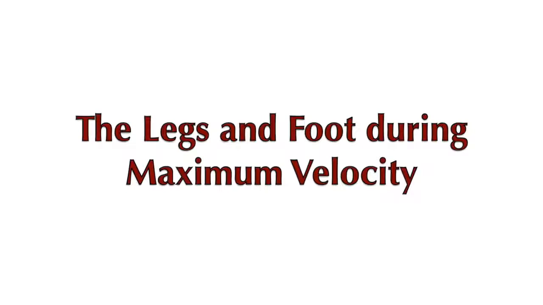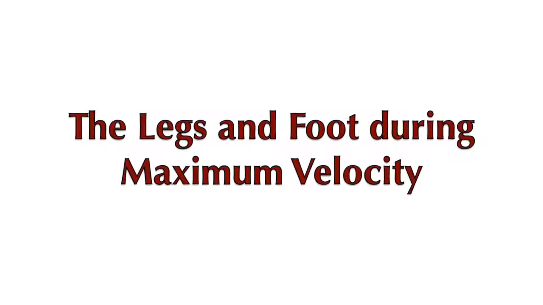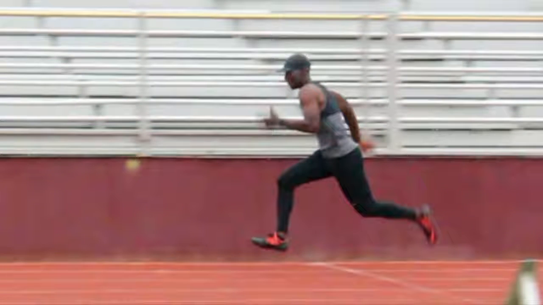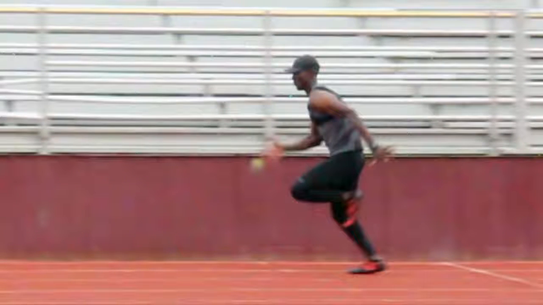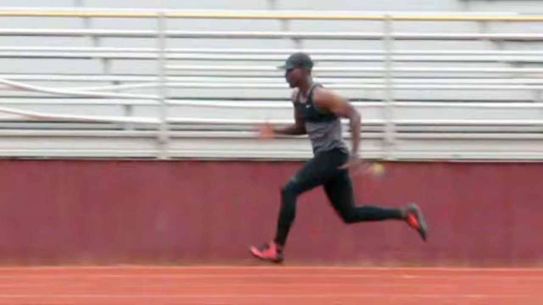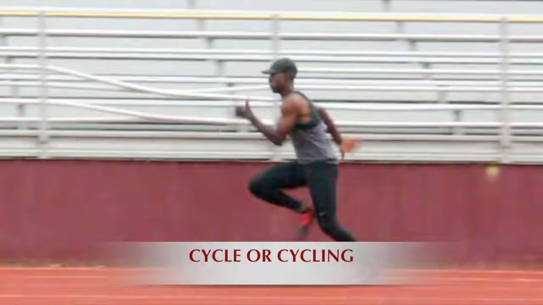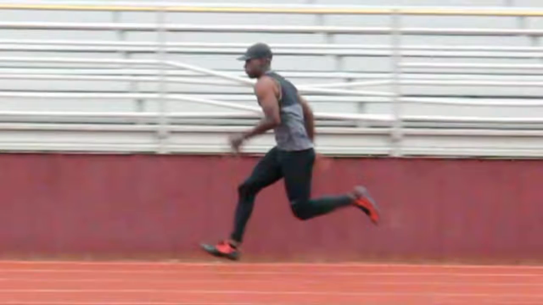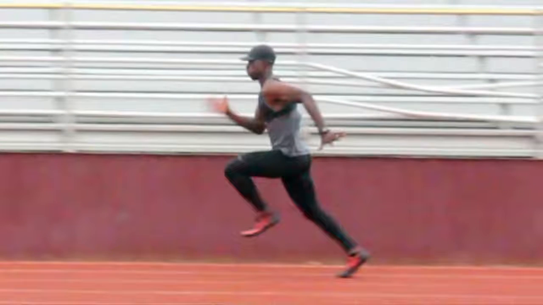And finally, I'm going to get into the leg and foot during the maximum velocity phase. Now first the legs. With the steps in maximum velocity, the heel recovery is a little higher, a little longer, because now your athletes are stepping over their knee as opposed to their shin as they were in acceleration. The cue that I like to use here is cycling, because I want my athlete to step over their knee and then get their foot back under their hips by cycling the foot like they were riding a bike.